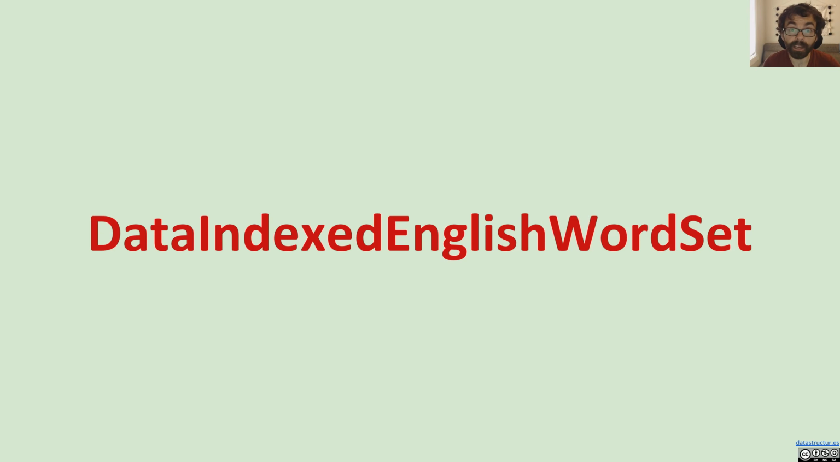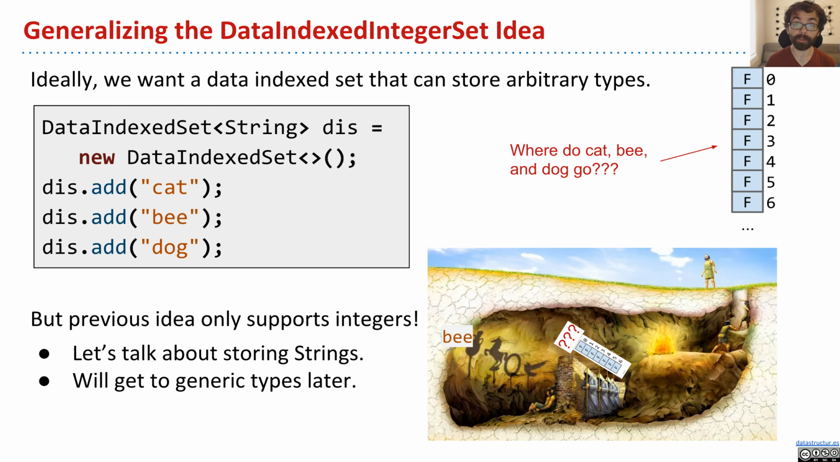So far, we've seen how we can store integers in one of these data indexed arrays. So now let's talk about how we could store English words. In the long term, our goal is to be able to support arbitrary data types. But for the moment, let's restrict ourselves to just thinking about English words. And so let's say we try and add the words cat, bee, and dog into our data structure.